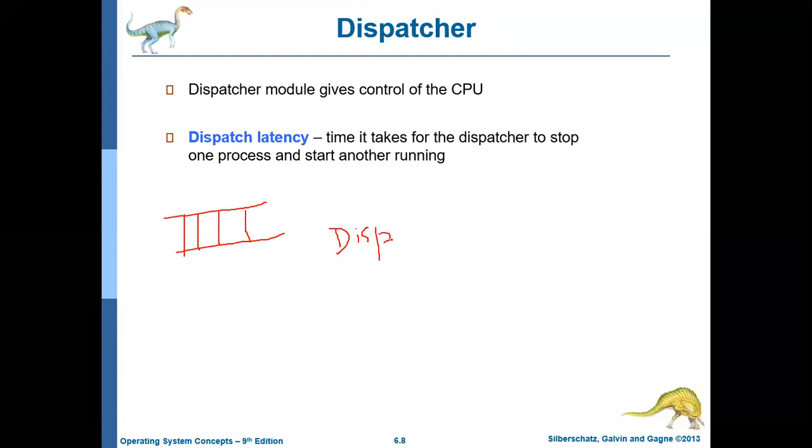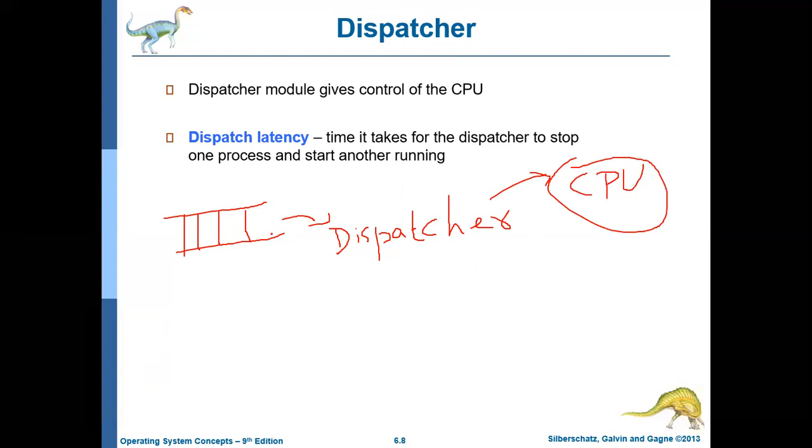Once the decision is made by the short-term scheduler about which process should be assigned the CPU, the dispatcher is the one which moves the process from the ready queue to the CPU. But which process should be moved, that decision is taken by the short-term scheduler.